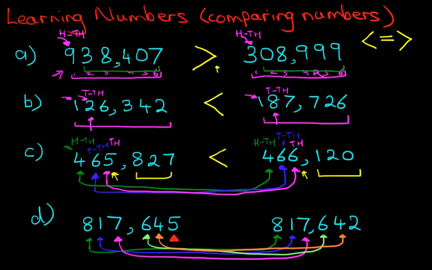Finally, we compare the very last digit, the units, and we take this across here and we compare the units here. So now we've got 5 and 2. They are different. That means we can work out which is larger and which is smaller. 5 is greater than 2, or you can say 5 is more than 2. Therefore, the number on the left, 817,645, is more than 817,642. That is how we compare numbers.